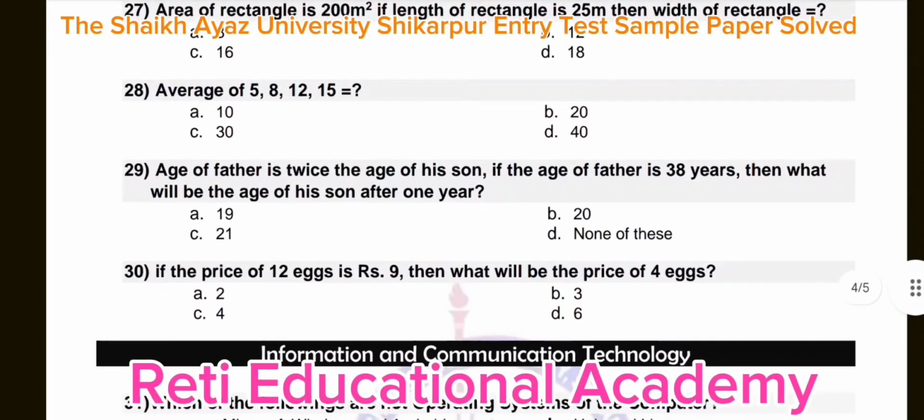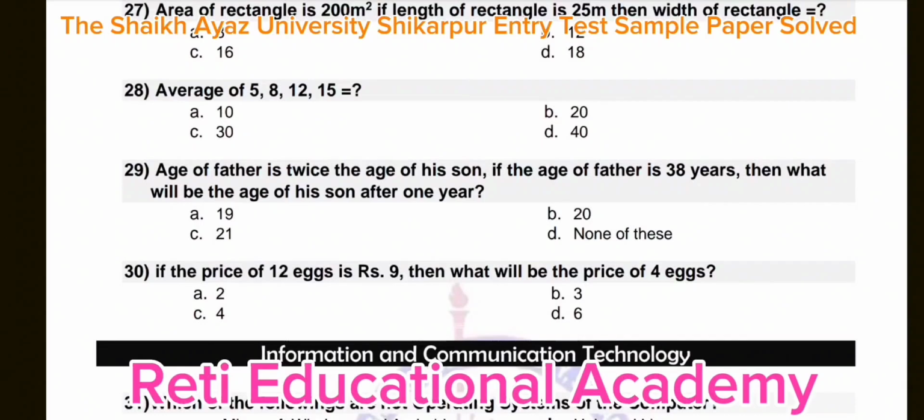Question number 29. The age of a father is twice the age of his son. If the age of the father is 38 years, then what will be the age of his son after 1 year? 38 divided by 2 because it is twice, it will be 19. After 1 year, 19 plus 1 is 20. So 20 is the age of the son after 1 year. So option B is correct in this question.